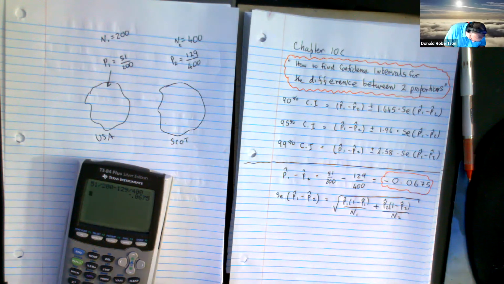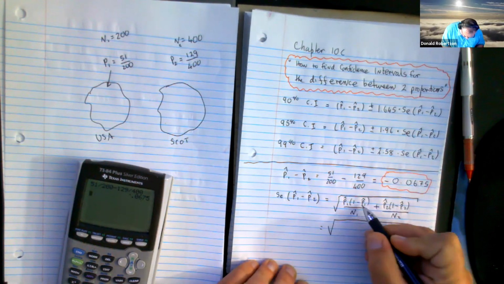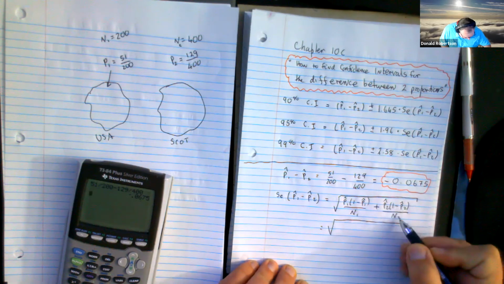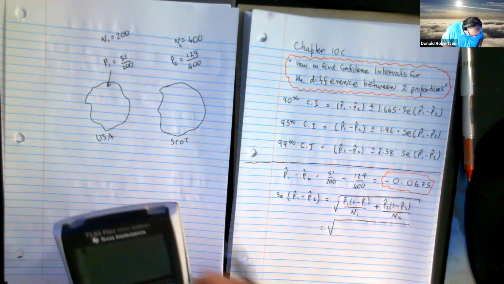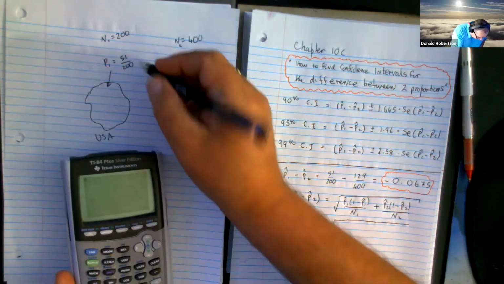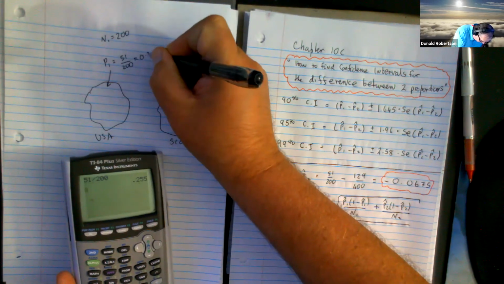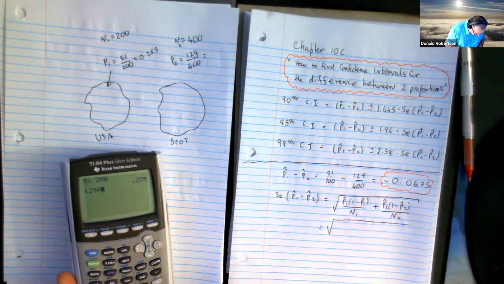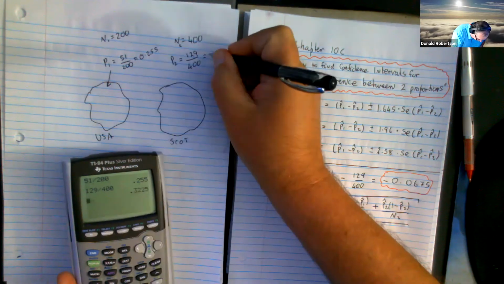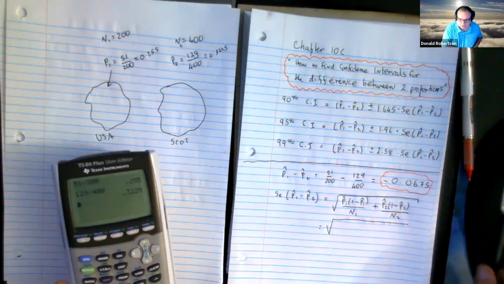So back to this ugly guy. It's going to be P1, this guy over N1, P2, this guy over N2. If I leave these damn things as fractions, it's just going to make this calculation even worse. So I'm just going to go back up here and turn them into decimals. So this guy is going to be 0.255, and this guy is going to be 0.3225. I just find it easier to use decimals on a calculator.